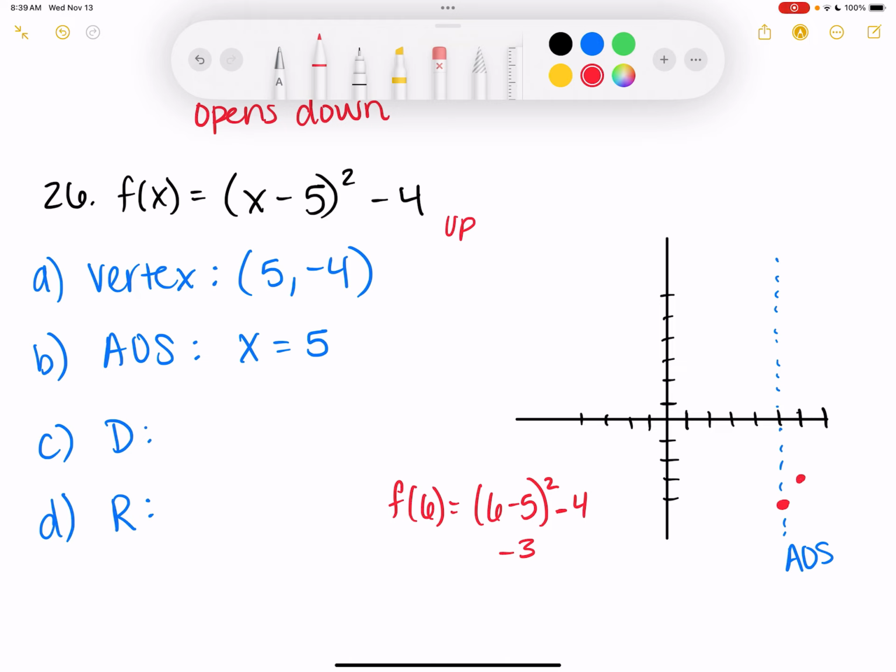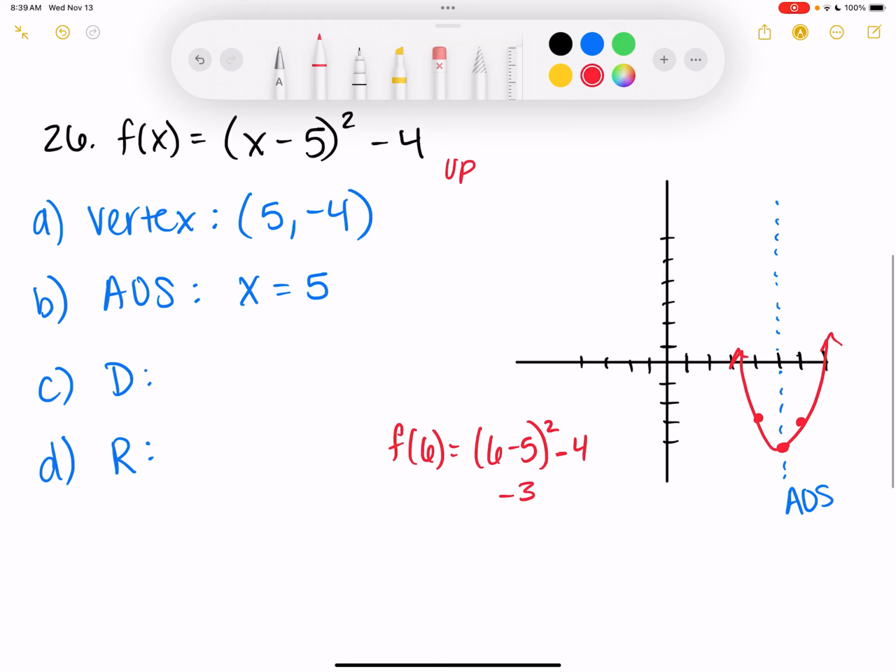The axis of symmetry tells me if I have a point here on the right side, like 1 away on the right, I also have 1 away on the left. And it's a U shape going up. So notice it opens up, it's a U facing upward.